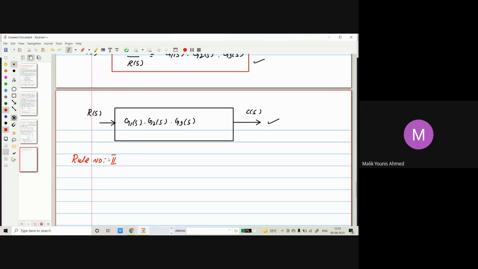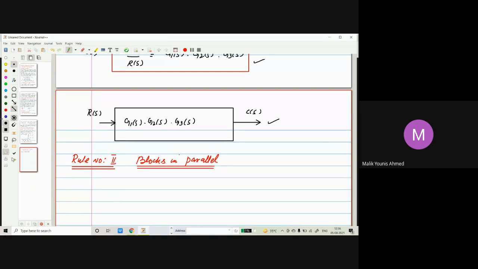Rule number two. Okay. So rule number two is blocks in parallel. So let's see what it is now.